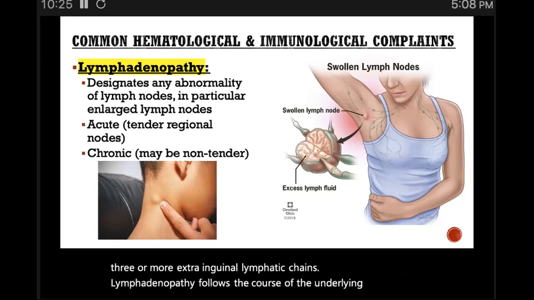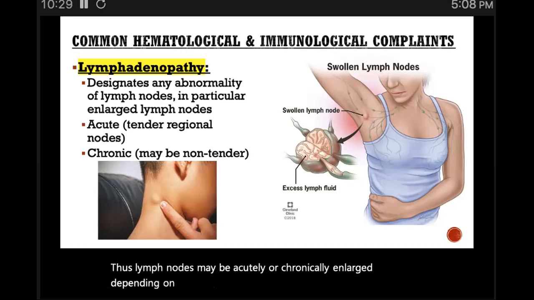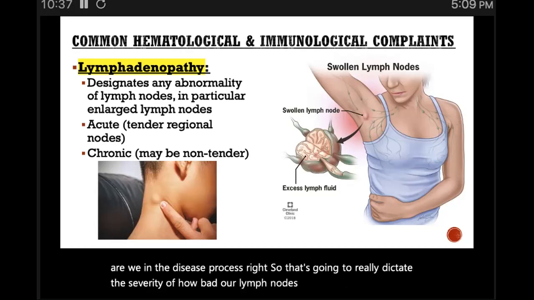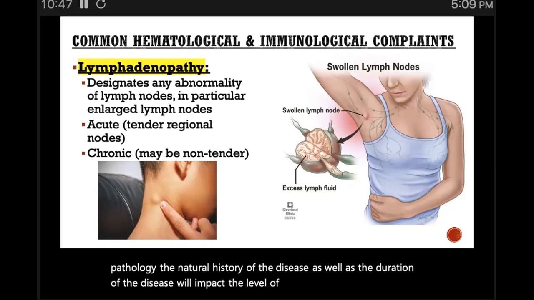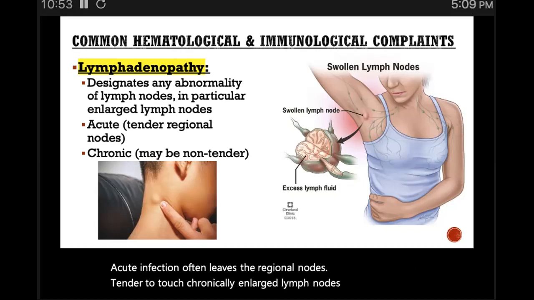Thus, lymph nodes may be acutely or chronically enlarged depending on actual disease pathology, meaning how far along are we in the disease process, right? So that's going to really dictate the severity of how bad our lymph nodes are affected. The disease pathology, the natural history of the disease, as well as the duration of the disease will impact the level of lymphadenopathy. Acute infection often leaves the regional nodes tender to touch. Chronically enlarged lymph nodes may be non-tender.